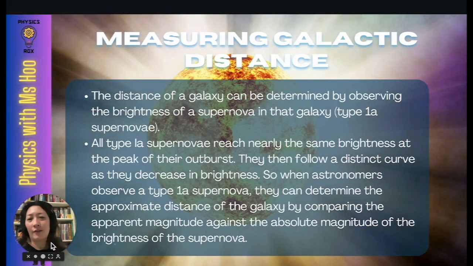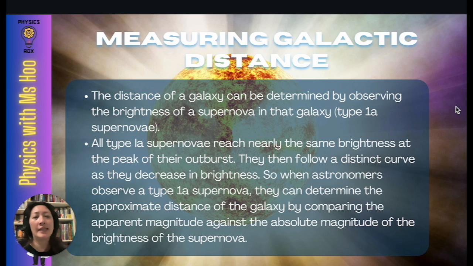So first of all, let's learn about how we can measure galactic distance. That means the distance between the celestial bodies in the universe. So if we want to measure the distance of a galaxy from Earth, we can do so by observing the brightness of a supernova in that galaxy, usually type 1a supernova. Why? Because all type 1a supernova reach nearly the same brightness at the peak of their outbursts.